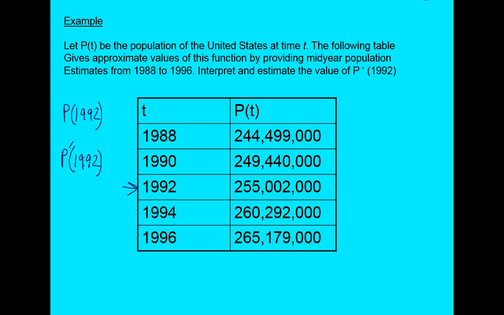So on the interval from 1990 to 1992, we would be looking at 255,000,000 minus 249,440,000, divided by 1992 minus 1990.